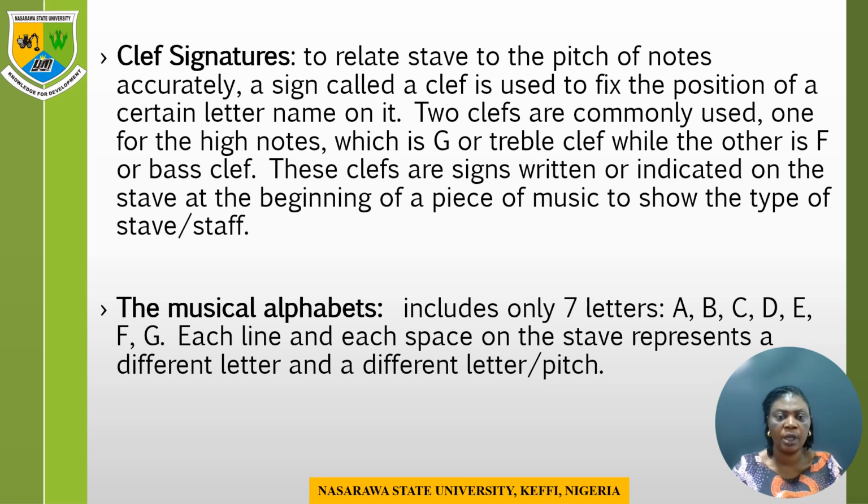And while talking of notations, there's what we call the musical alphabet. That is inevitable. We must use the musical alphabet, which uses the first 7 letters of the English alphabet. It includes A, B, C, D, E, F, and G. Each line and each space on the stave represents a different letter and a different pitch.